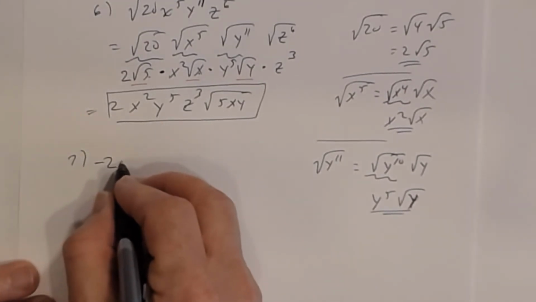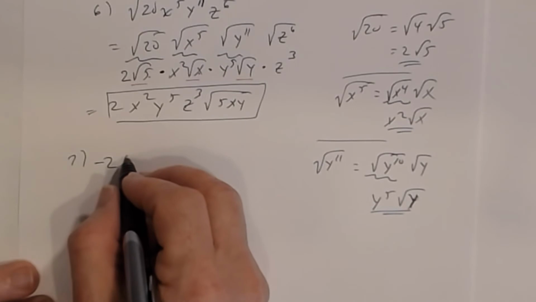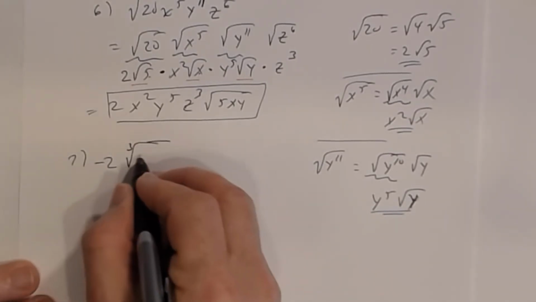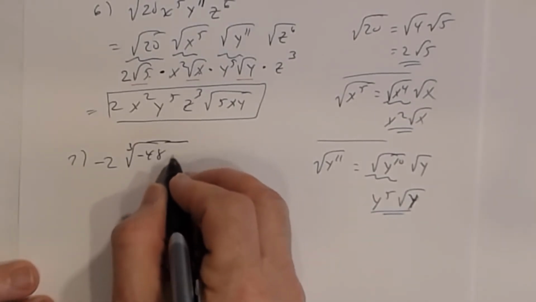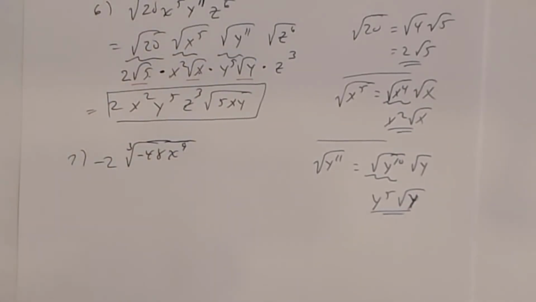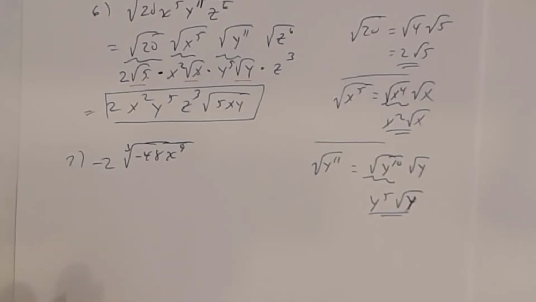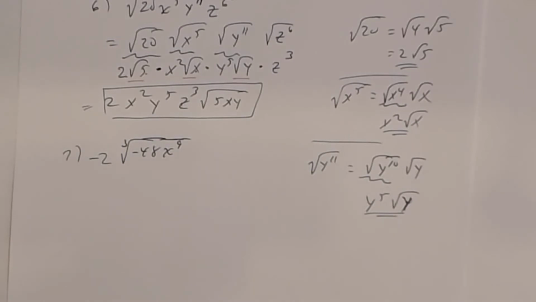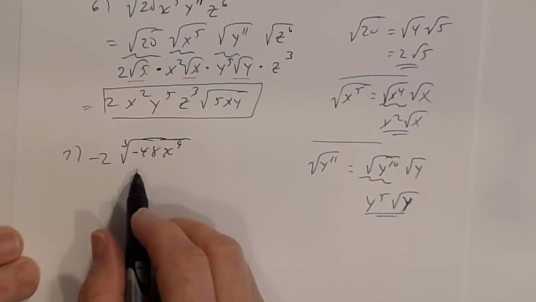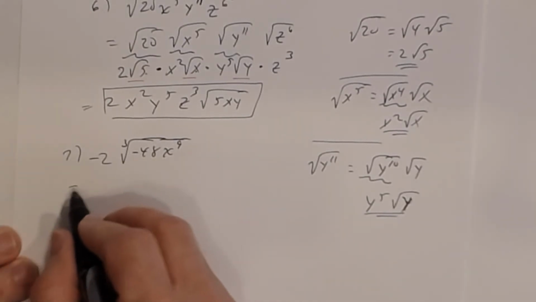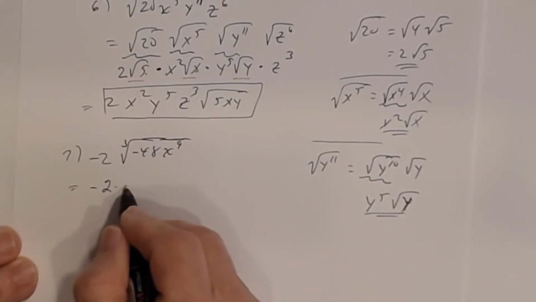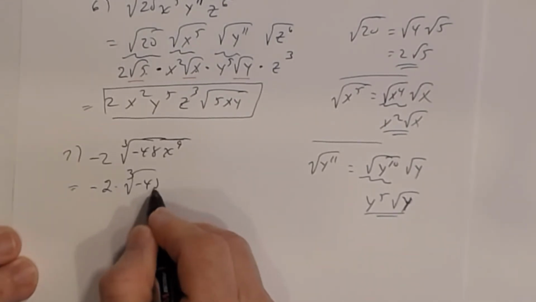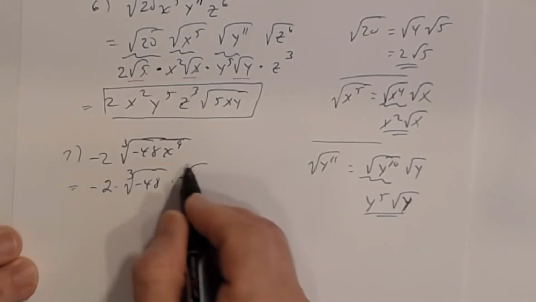negative 2 times the cube root of negative 48 x to the ninth. Okay, now that's cube root this time. Okay, so let's go ahead and use the product rule. So that's negative 2 times the cube root of negative 48, okay, times the cube root of x to the ninth.